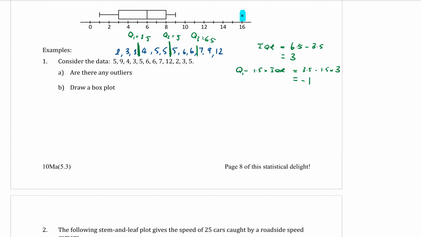So that's Q3 plus 1.5 times the interquartile range. Q3 was 6.5 plus 1.5 times 3. That makes 11. Okay, so anything above 11 is an outlier. Do I have any scores above 11? Yes. The 12, right? The one that we kind of looked at and went, it probably could be. It is. So I'm going to put that over here under my question. Therefore, 12 is an outlier.